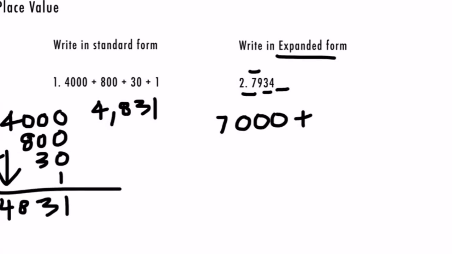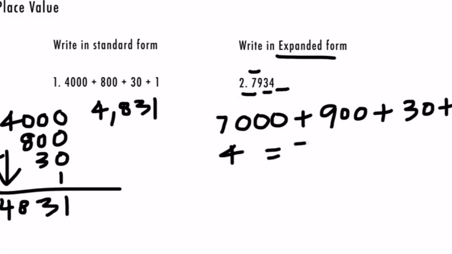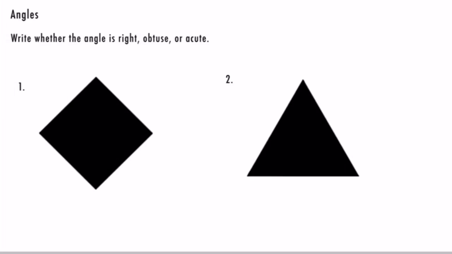So when we separate it, it would be 7,000 plus 900 because of our hundreds place, and then we have our tens place, which would be 30, and then last but not least we would add 4, our ones place. This is the expanded form of 7,934.